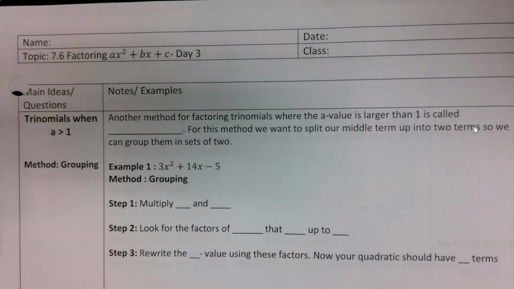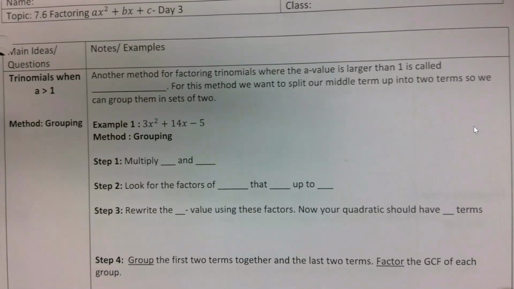And they got a whole bunch of stuff. Okay, so we are still factoring. We are factoring trinomials when our a value is larger than 1. Another method is called grouping.